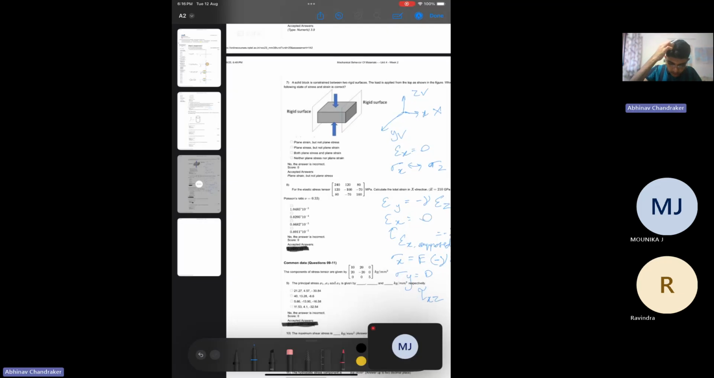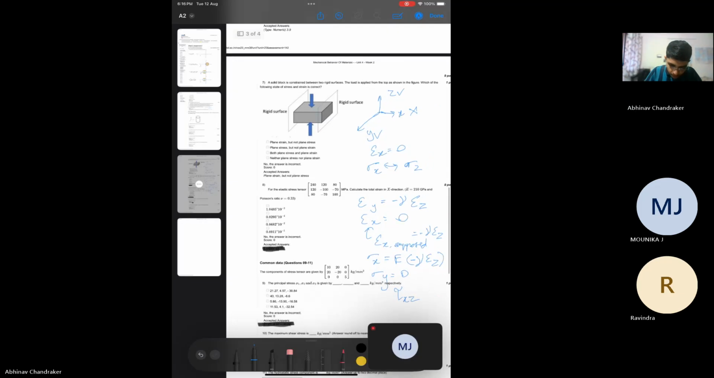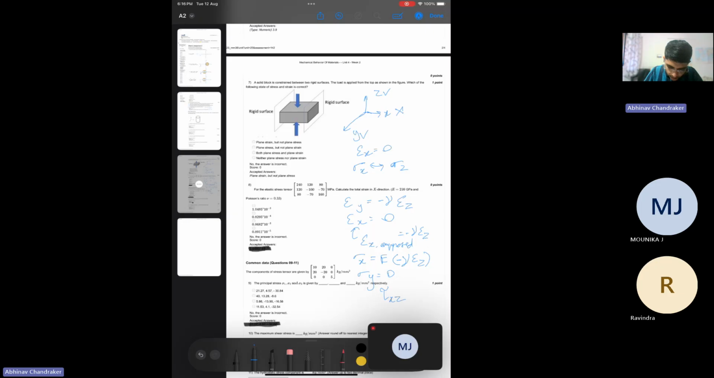In question 7, we had already seen that there's a rigid surface. Let's say the YZ plane is rigid. Then epsilon x will be 0, epsilon xx.